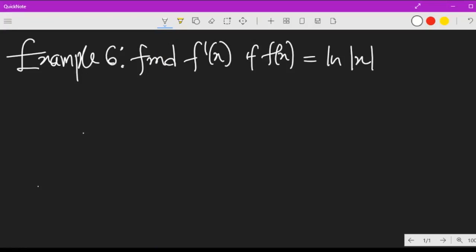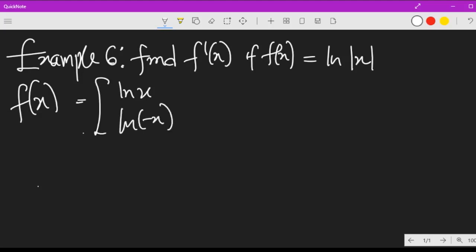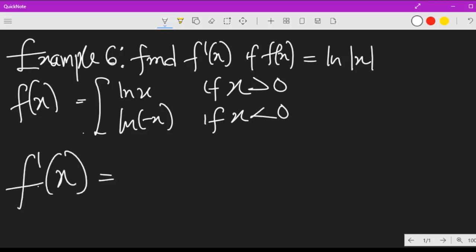Here, example 6. Find the derivative of f of x. So if f of x is ln of modulus x, what exactly to do is that f of x will be, because it's a modulus of x, ln x if x is greater than 0, and also ln of minus x if x is less than 0. So you just have to understand this first. So it follows that the derivative of f of x will now be in two functions. So when you differentiate this, it gives you 1 over x.